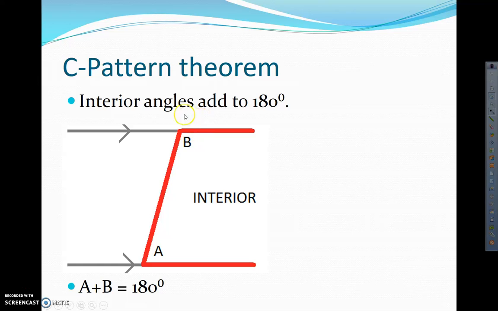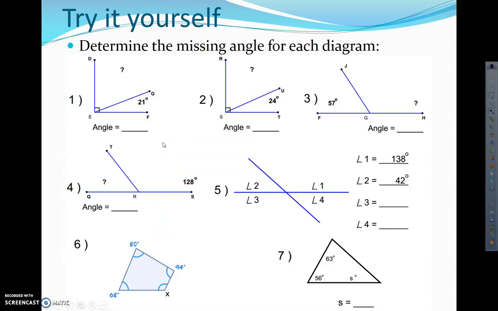The interior angles for a C pattern always add to 180 degrees. So if we were to take A plus B, it would be 180 degrees. And if you flip this, you could also check that this other angle here plus this other one is also equal to 180 degrees. Just a quick review. These here are to check whether or not you understood what was going on in the last set of slides. At this point, I would encourage you to pause and try and do them on your own.